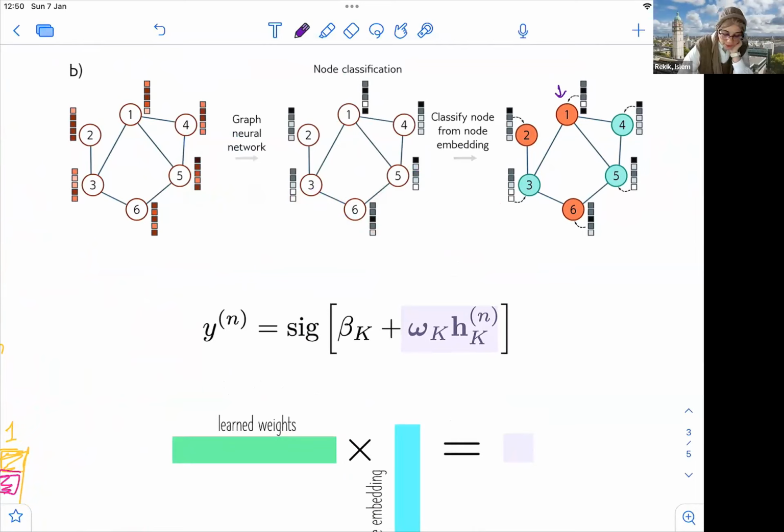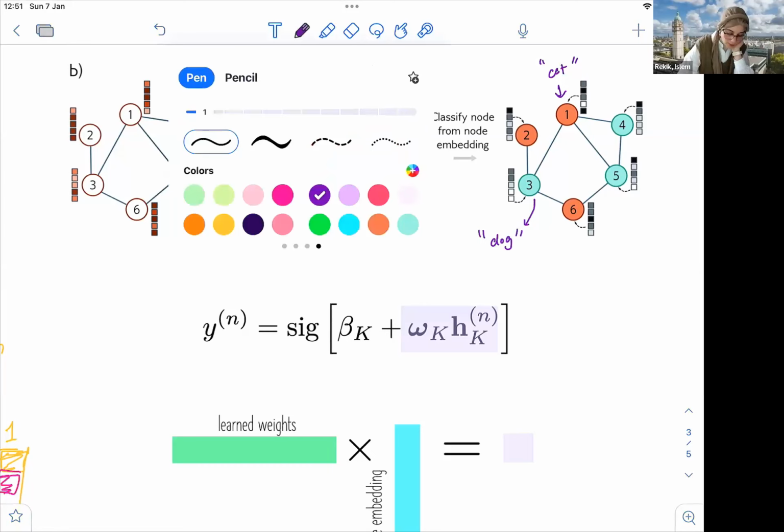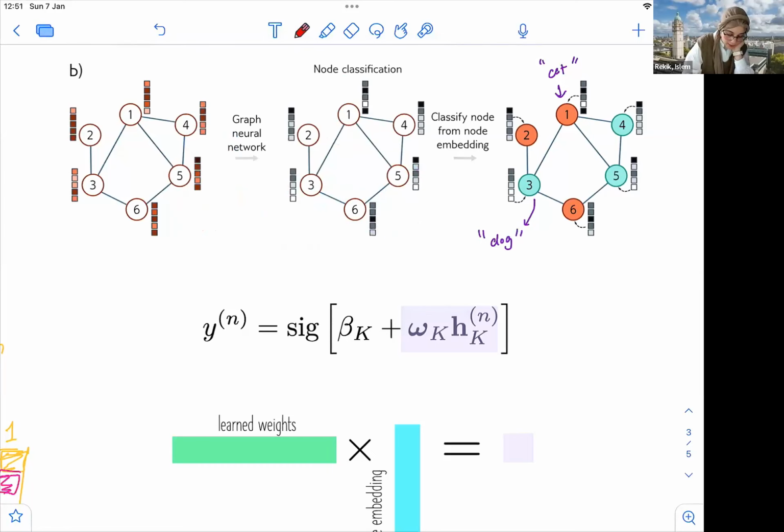The blue color, for example, can denote that this is a picture of a dog, and this is maybe a picture of a cat. So it's a classification problem. We have two labels here. To classify nodes, we do the same thing. We take the original graph. The structure A remains fixed. A does not change. You can see it here.